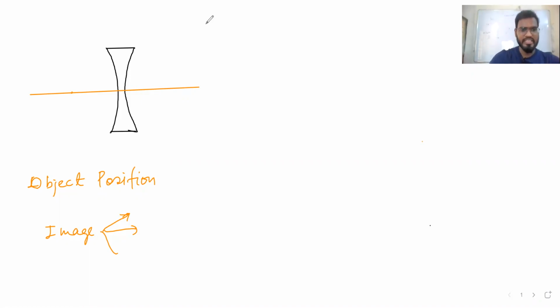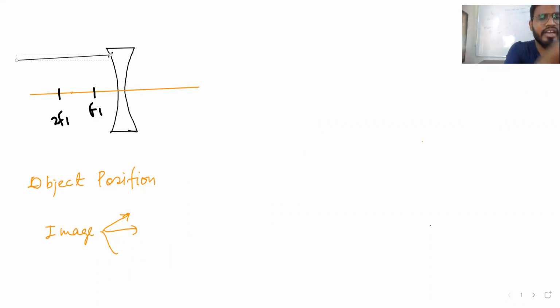So let's consider first the object at infinity. Where is the image going to form? Let's take this as f1 and this as 2f1. If the object is at infinity, then of course we are supposed to take the rays of light parallel to the principal axis. A ray of light parallel to the principal axis will pass through the focus. Here f1 is the focus, right? So if the ray of light passes like this.